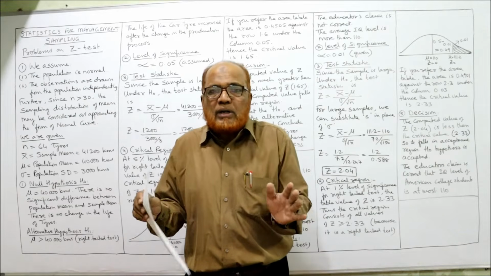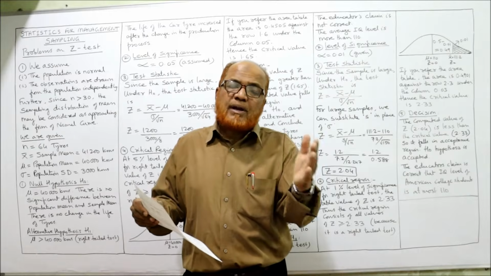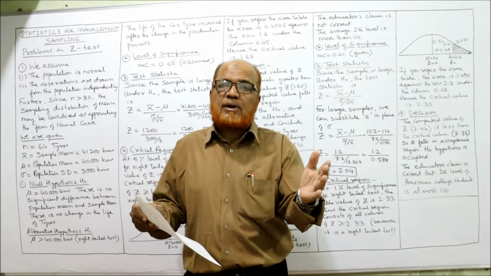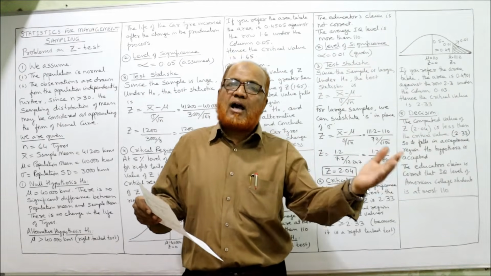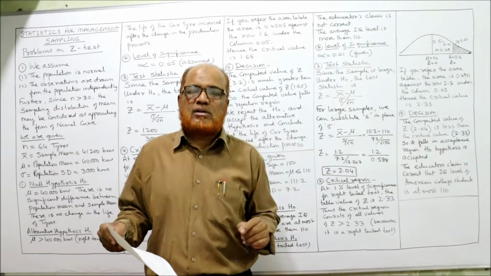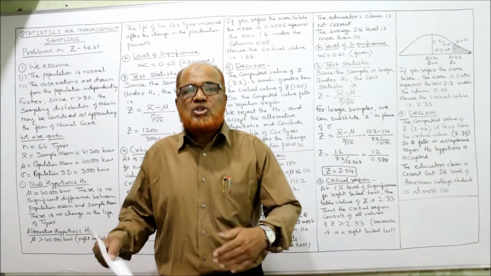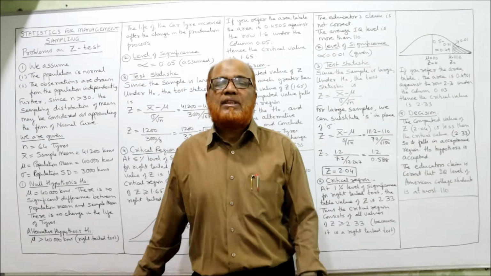Apparently, without applying any test, we can compare. Before the change in the production process, the life of the car tire was 40,000 kilometers. After the change in the production process, we can check, here it is given as 41,200.